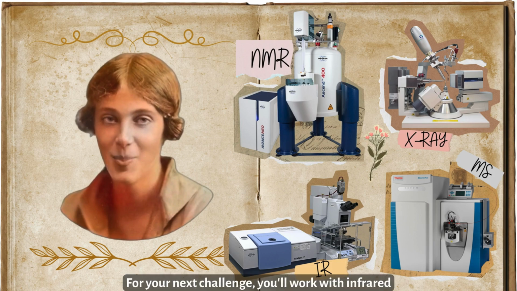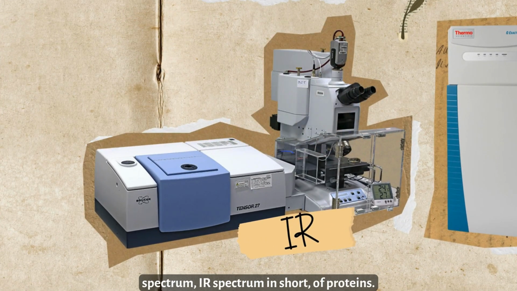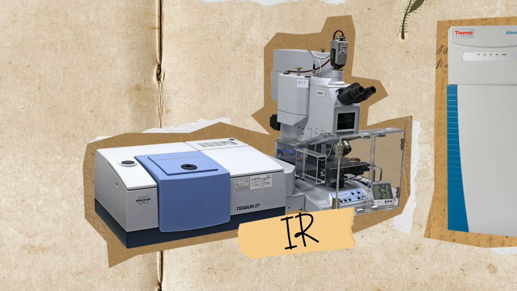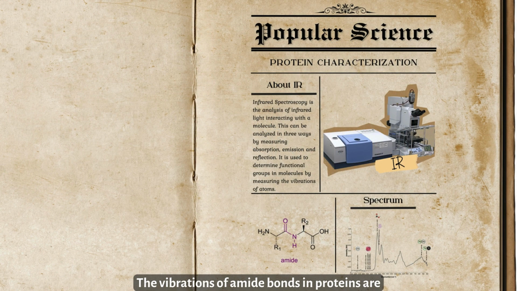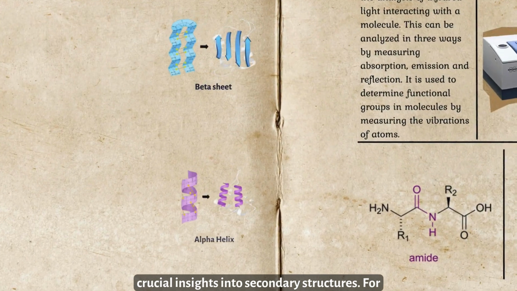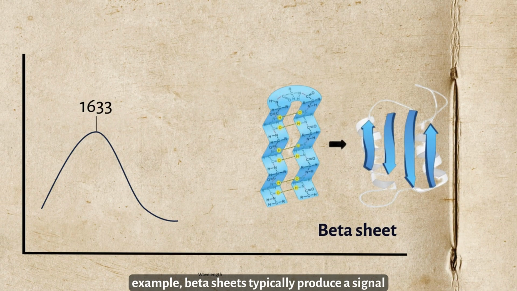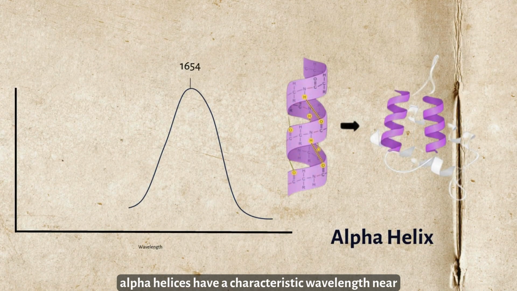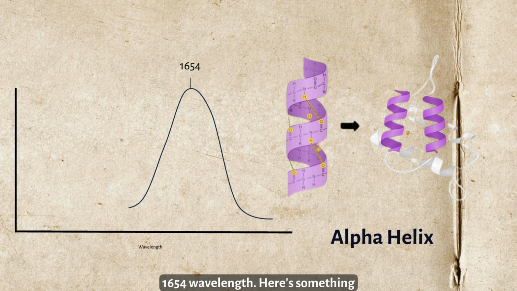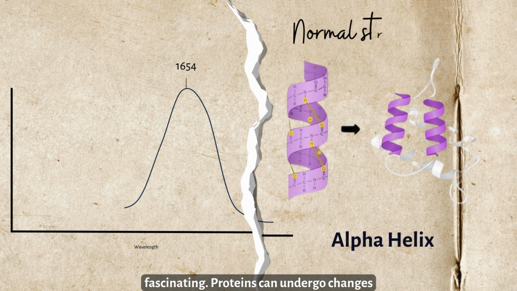For your next challenge, you'll work with infrared spectrum, IR spectrum in short, of proteins. The vibrations of amide bonds in proteins are key in IR spectroscopy, providing crucial insights into secondary structures. For example, beta sheets typically produce a signal at around 1633 wavelength, while alpha helices have a characteristic wavelength near 1654 wavelength. Here's something fascinating.